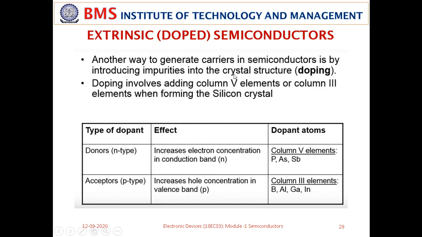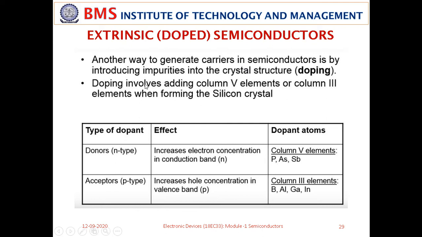Next, let us see the other type of materials called extrinsic or doped semiconductors. There is another way to generate carriers in semiconductors, by introducing impurities into the crystal lattice. If you add an impurity, then you can increase the carrier generation here. So this process is called doping.